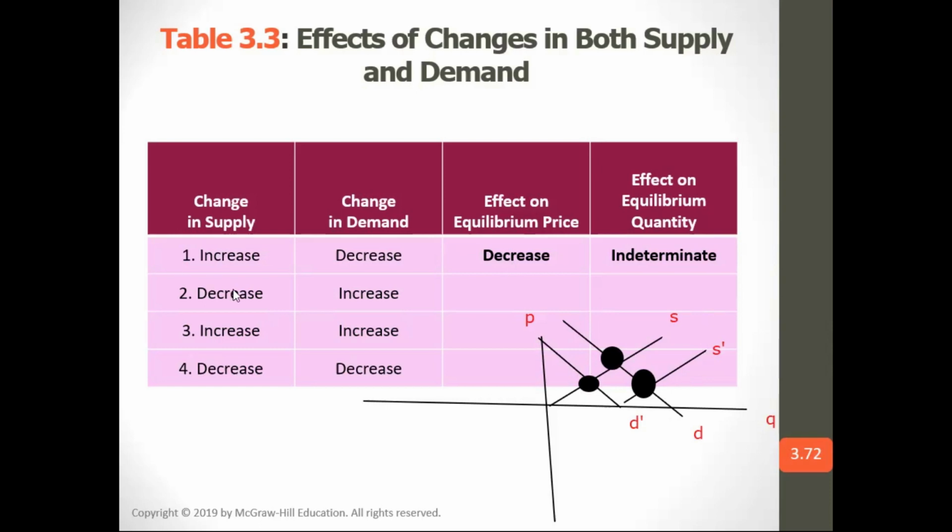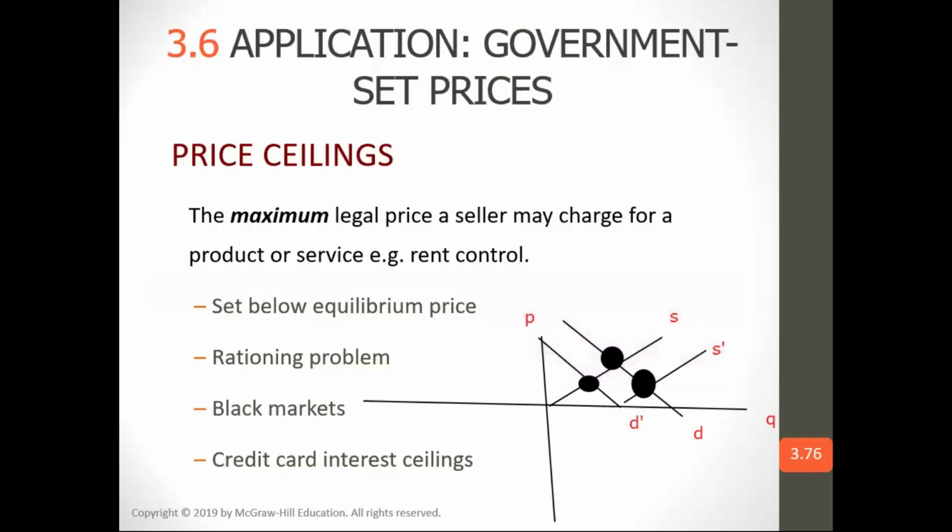So what about if supply decreases and demand increases? What would happen to price and quantity? Price would increase, quantity we wouldn't know what happened. And then supply increases, demand increases: we don't know what happens to price, but quantity increases. And if supply and demand decrease, we don't know what happens to price, but we know that quantity decreases.